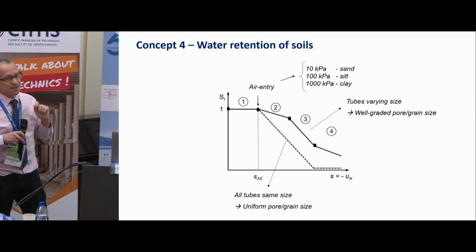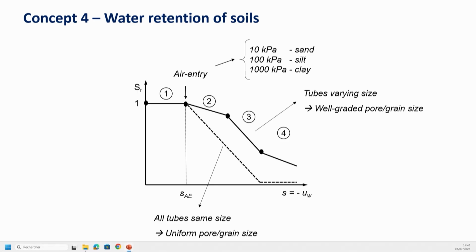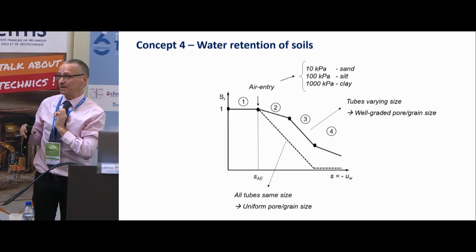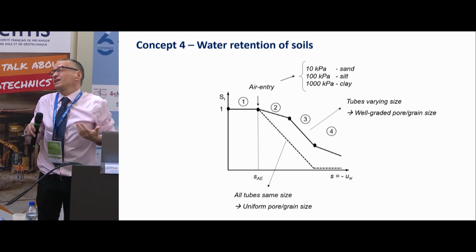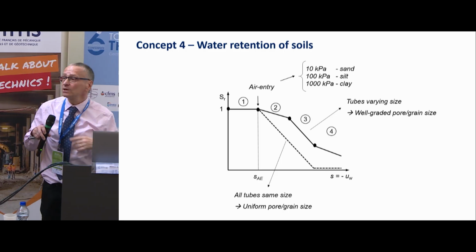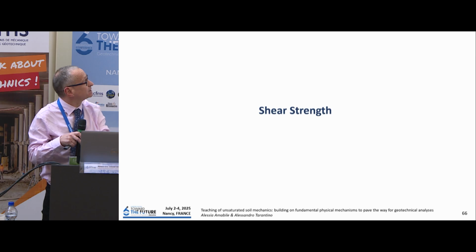Even more, imagine that instead of having different diameters, you have all capillary tubes of the same size. So you are emptying all of them at the same time, and you are going to have a sharp curve. So you are going to discover another thing: the behavior of the degree of saturation beyond the entry value is controlled by how uniform or how well graded the size of the capillary tubes is. In the real world, we are talking about how well graded the pore size or essentially the grain size is. So what happens before depends on, is controlled by, the grain size distribution.